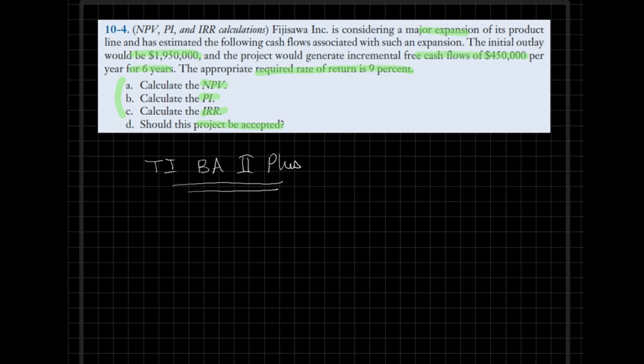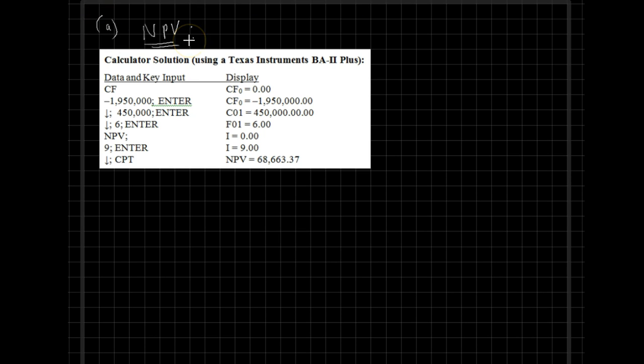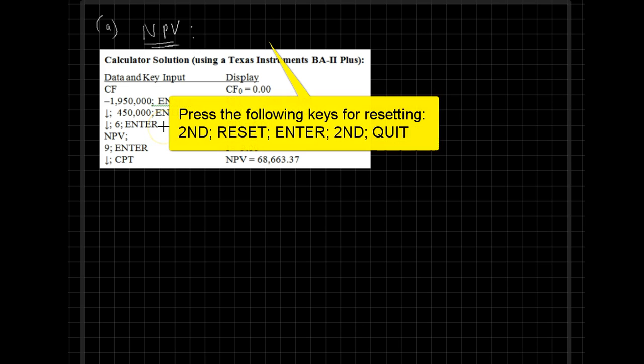Okay, so let's start with the net present value. Here's an algorithm that shows each data key input that you should enter into your financial calculator to generate the result for the net present value. Let me also remind you to reset your calculator before you begin any new calculations. Recall that to reset your machine, you need to press second, reset, enter, and then second compute.